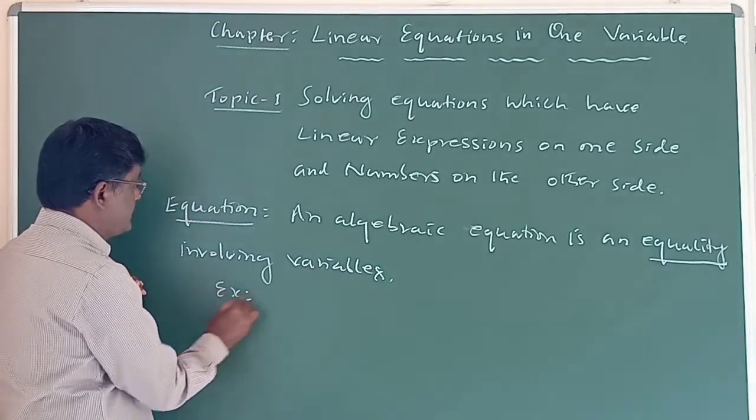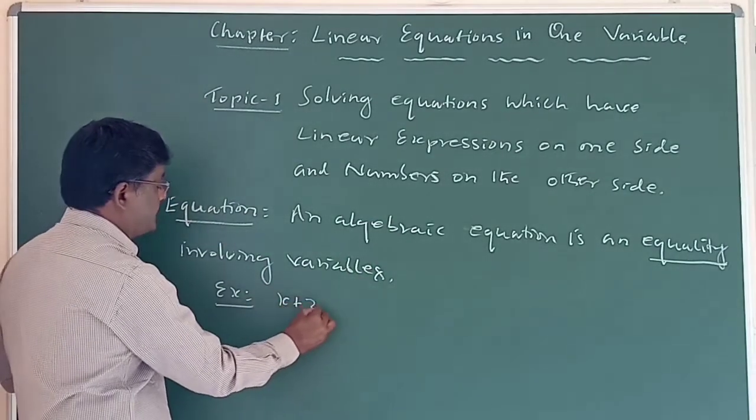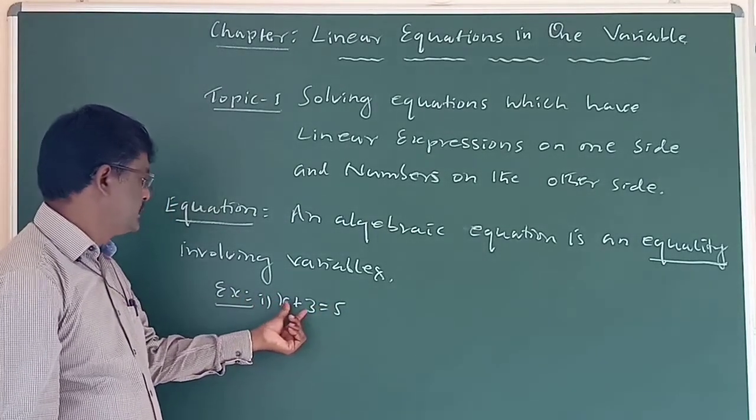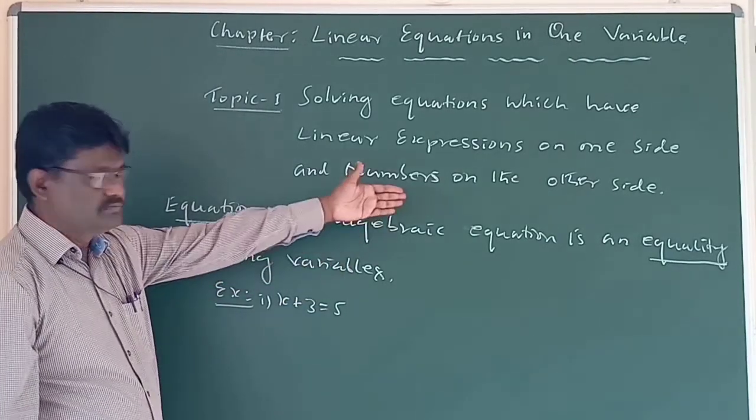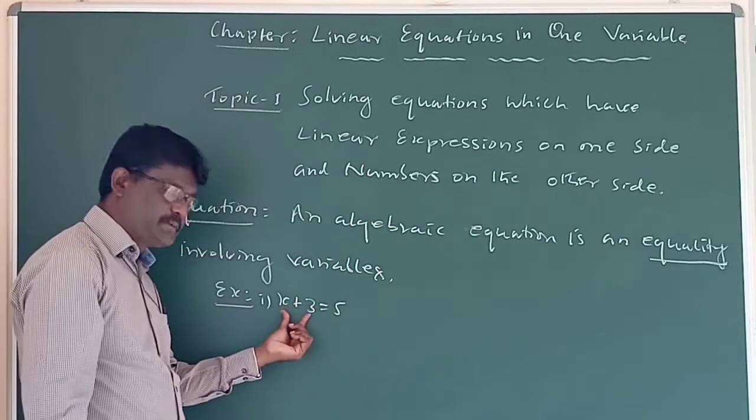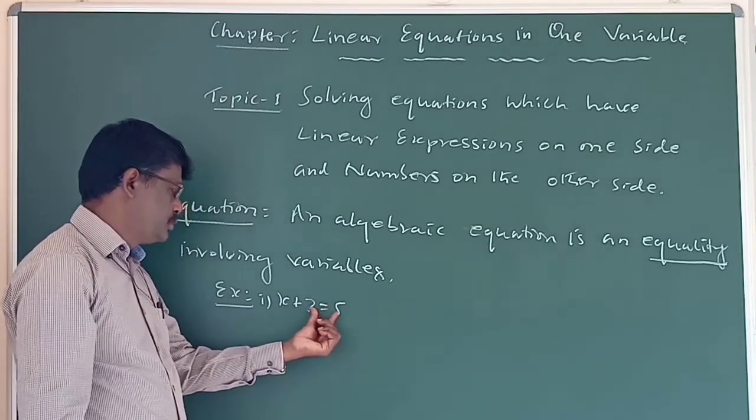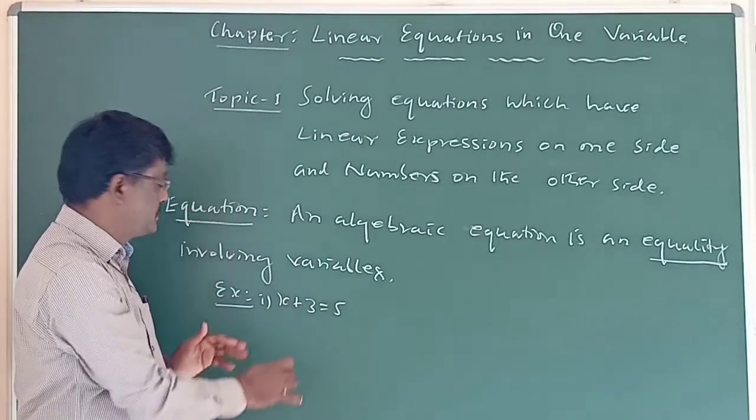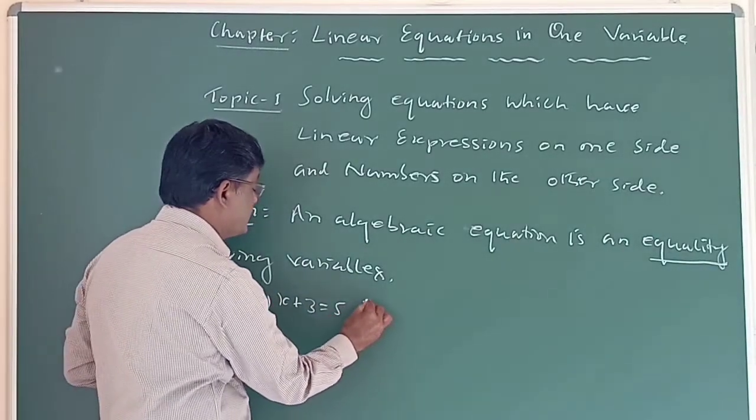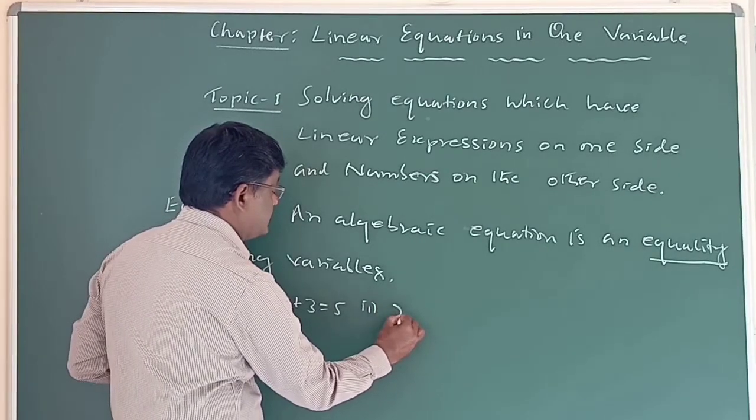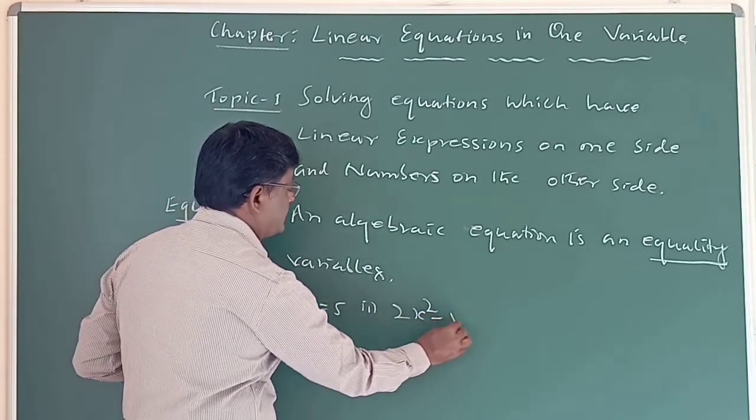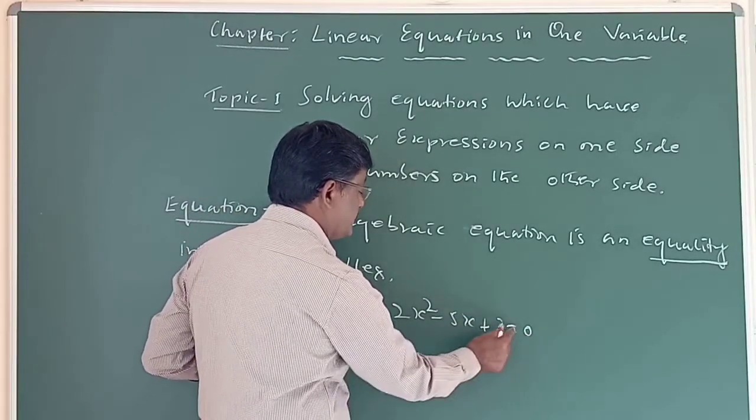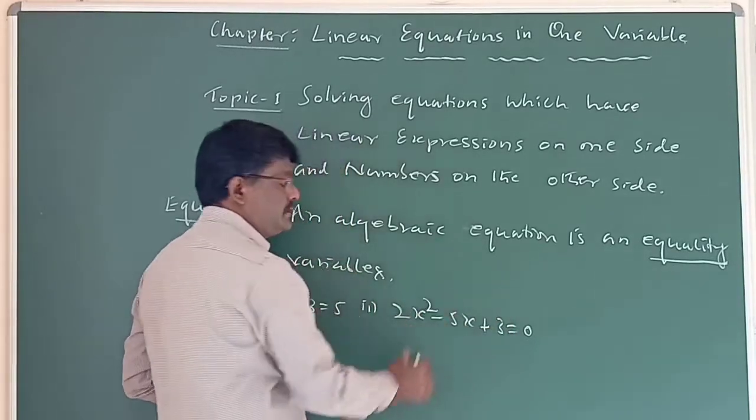Example, x plus 3 equal to 5. Here, this is an equation, even though each side is an expression. When two expressions are equated with this equal symbol, we say equation. Let us take one more example: 2x square minus 5x plus 3 equal to 0. With equality, we say equation.